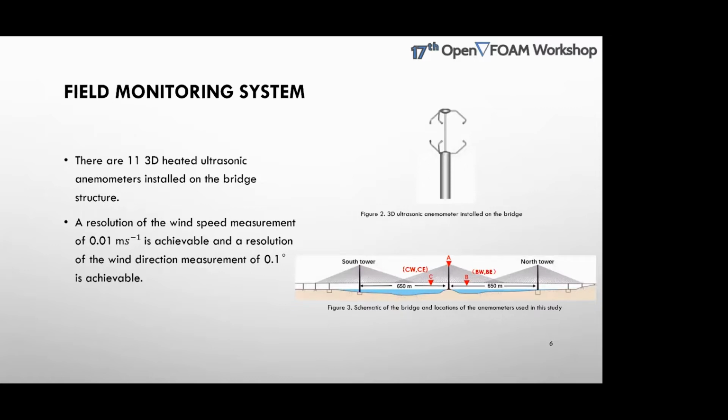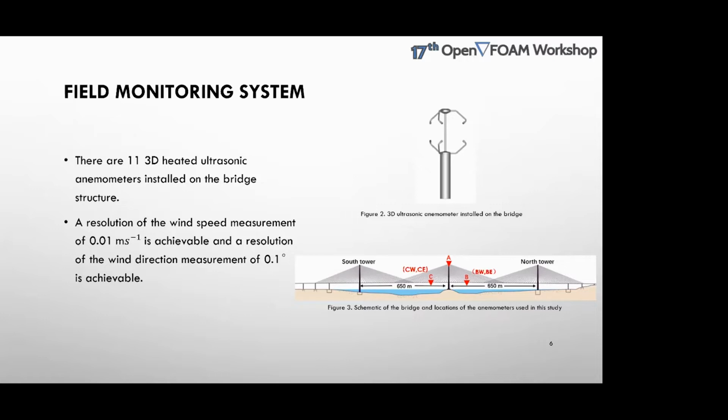In this study, I'm only focused on the anemometers. As you can see in figure 2, that's how it looks. There are 11 ultrasonic anemometers installed on the bridge. Because I'm only modeling the central tower part of the bridge rather than the whole bridge, the sensors I'm focusing on are around the central tower. There are 5 of them.